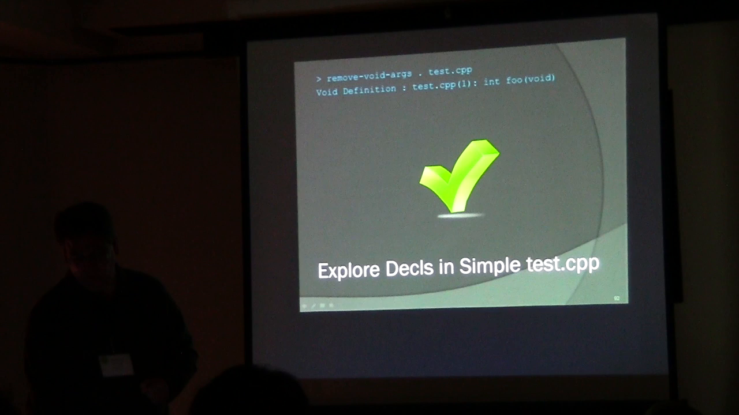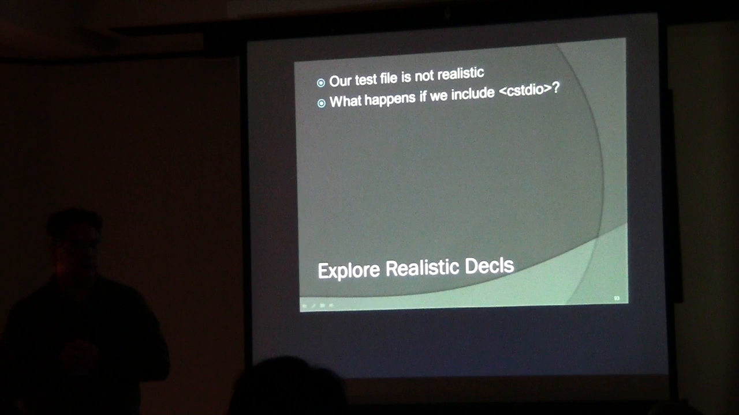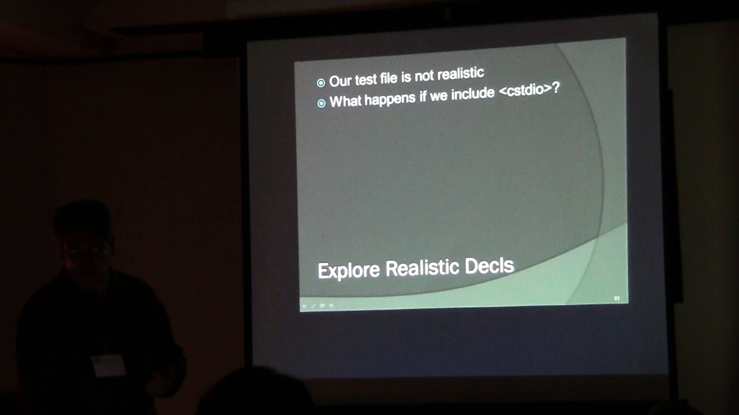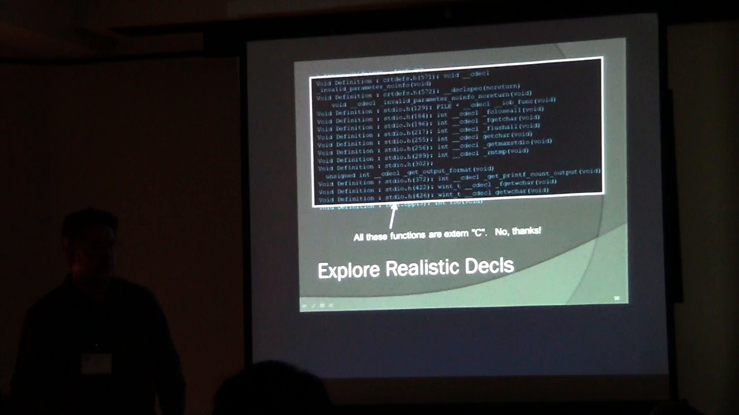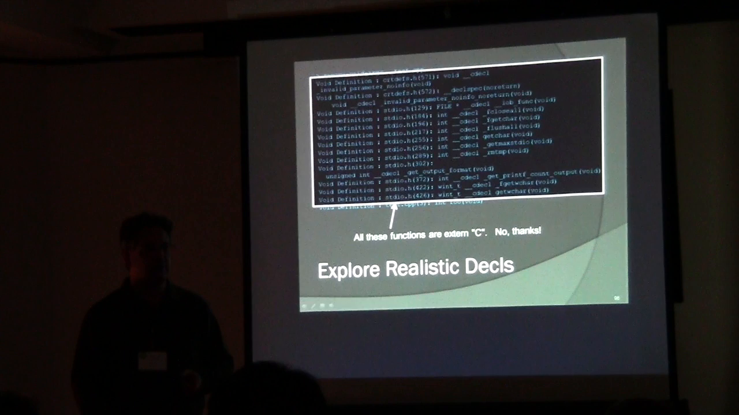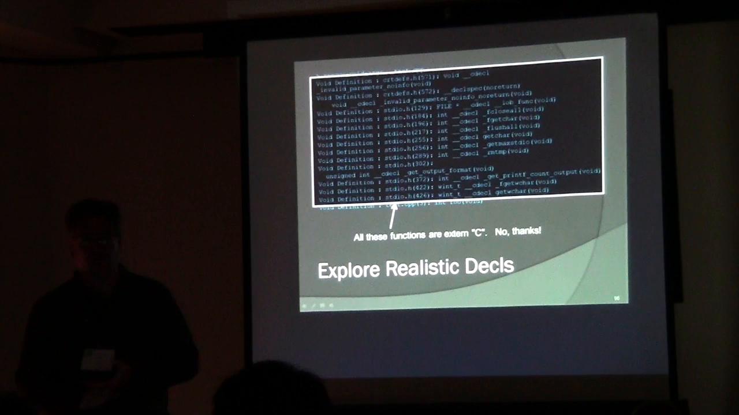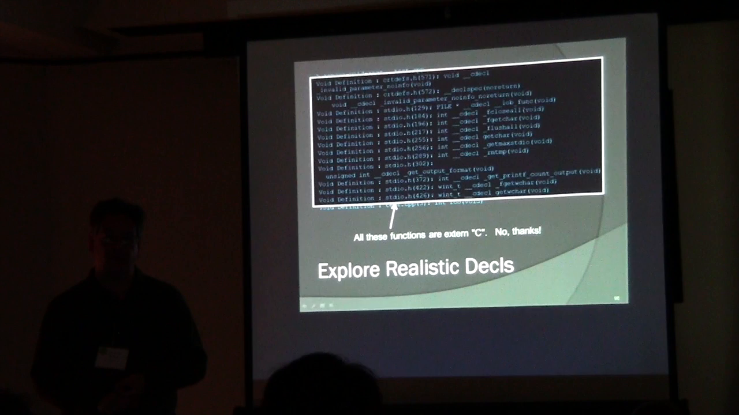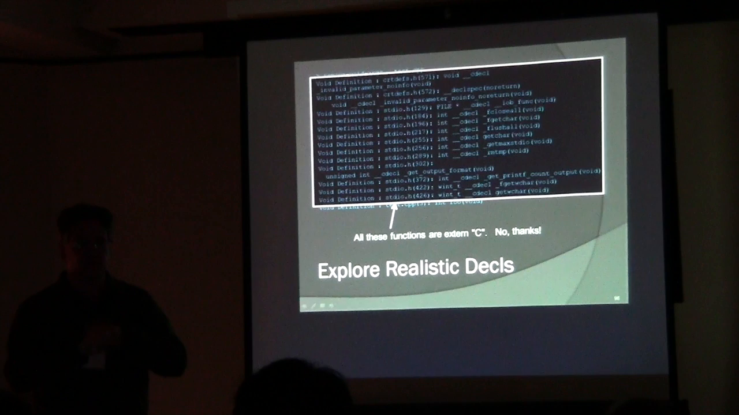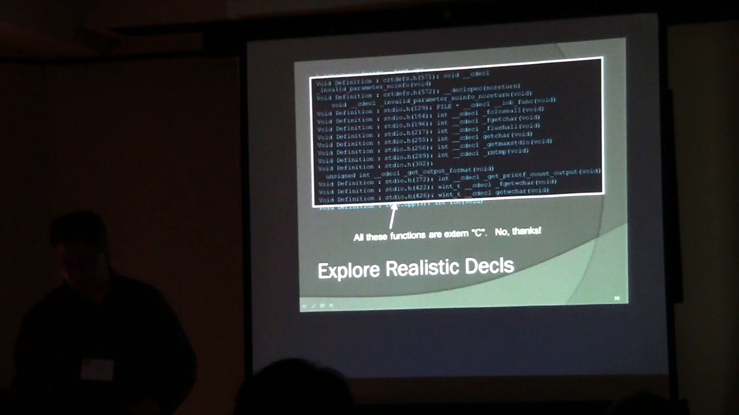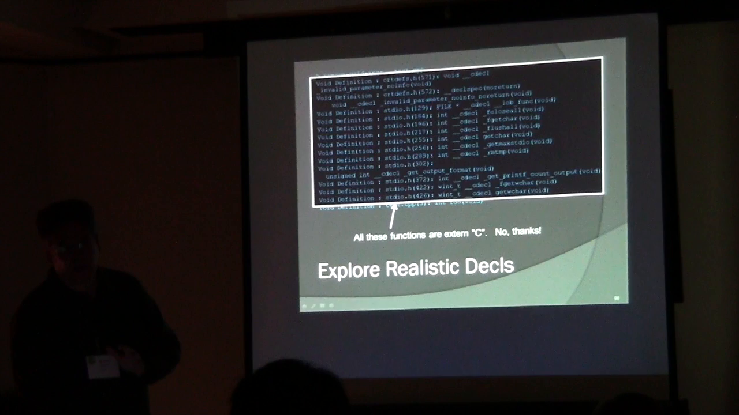But this is not a realistic test file at all, right? What happens if we put an include of cstdio at the top of our file? So I put the include at the top, run our tool again, and it matched a whole bunch of extern C functions that, first of all, I don't want to refactor because they're not mine. And secondly, I think it would be okay in C++ to apply this refactoring to any functions declared extern C, but remember, the best quality of a refactoring tool is that it is reliable and does not produce incorrect code. If we're not sure, then don't go there. You can always extend it later after you do some analysis and determine it's okay. I think it would be okay, but we're going to be conservative and just ignore all those.